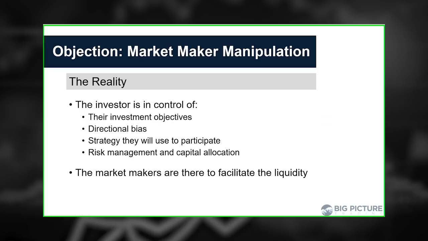So the next objection that I often hear, or at least I want to push back on, since the market maker still has some more points here, is that remember, you as an investor are completely in control of the investment objectives, your directional biases, the strategy that you will use to participate, the risk management, the capital allocation, and the payoff profile that you're going to put on the trade. Market makers are just there to facilitate the liquidity. Often, all of the mistakes are in implementation, not in the fact that the market maker is giving you wrong pricing.